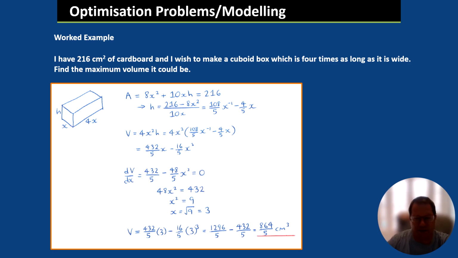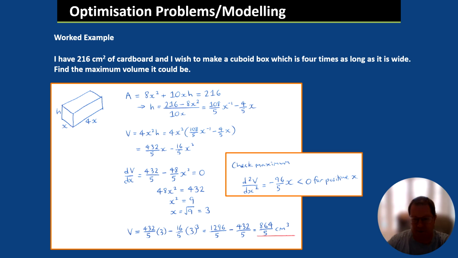So for dV by dx, we have 432 fifths minus 48 fifths of x squared. We put that equal to 0 because we're looking for the maximum. And then after solving that, we get x equals 3 again, just like in the previous worked example. And again, to work out the volume, we substitute x equals 3 into our volume formula, and we get 864 fifths centimeters cubed.